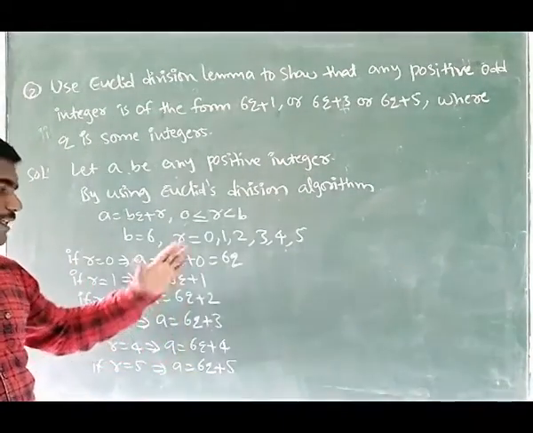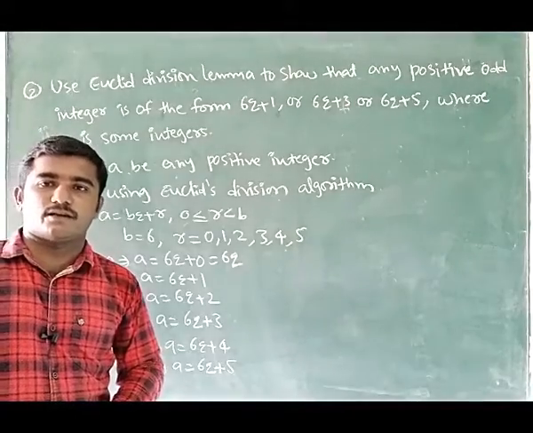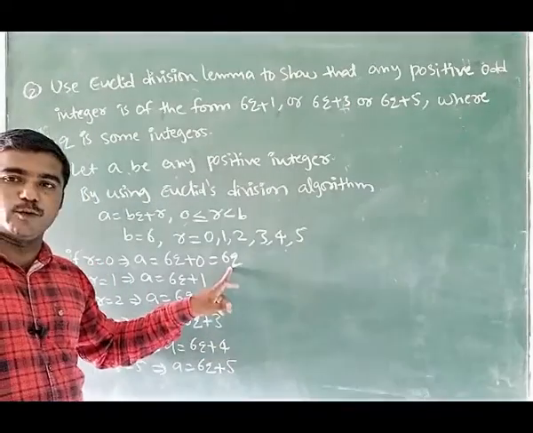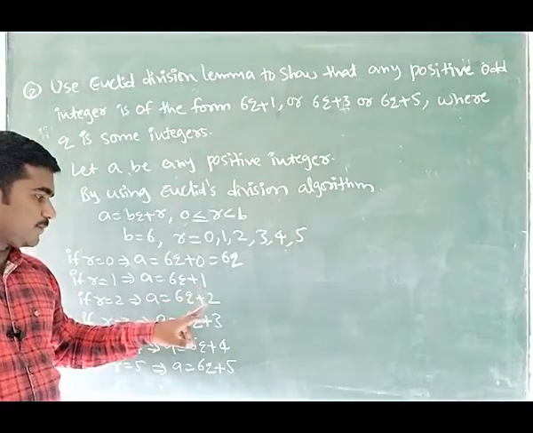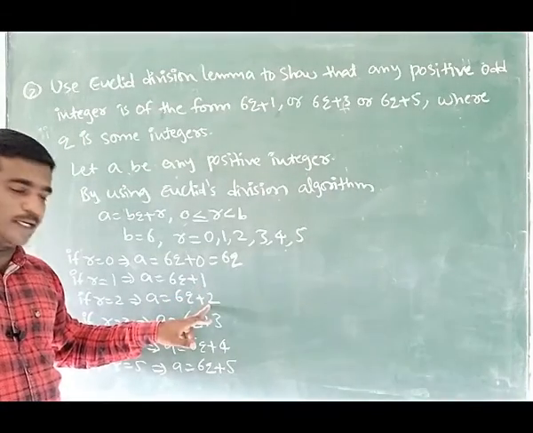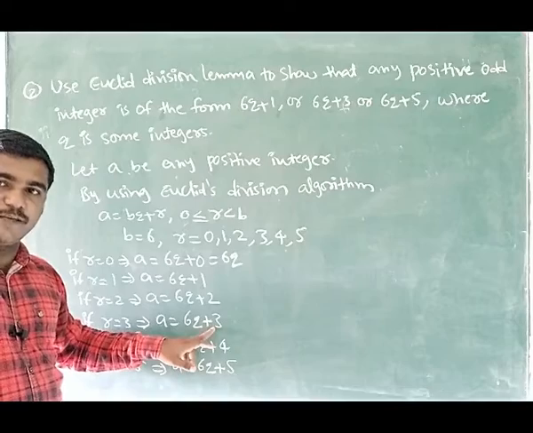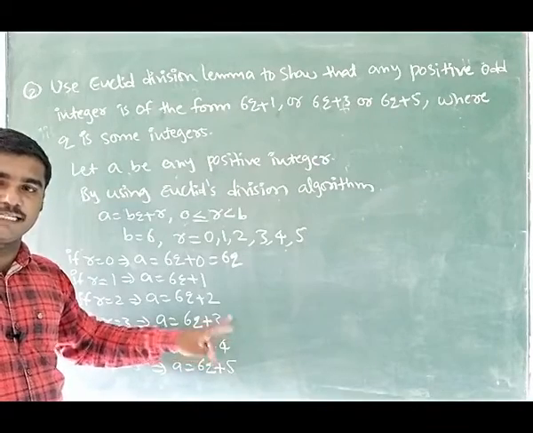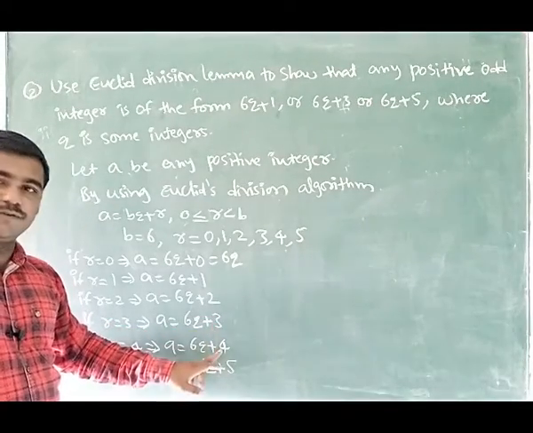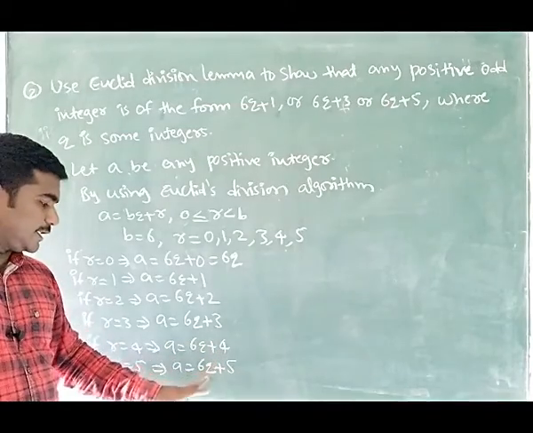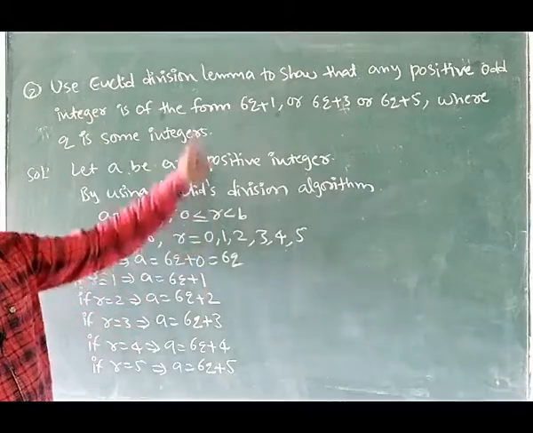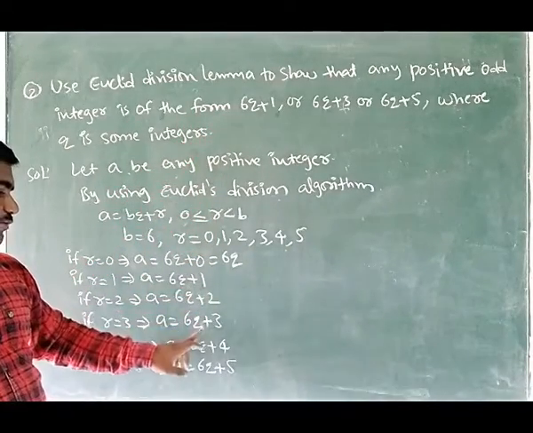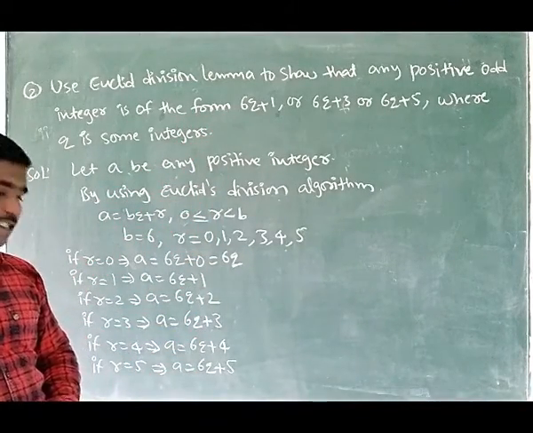You have to prove which are the even numbers and which are the odd numbers. See, 6q is divisible by 2, so it is an even number. 6q plus 1 leaves a remainder, so it is an odd number. 6q plus 2 is even. 6q plus 3 is odd, since if you divide it by 2 you will get the remainder. 6q plus 4 is even, 6q plus 5 is odd. So the odd numbers are 6q plus 1, 6q plus 3 and 6q plus 5.